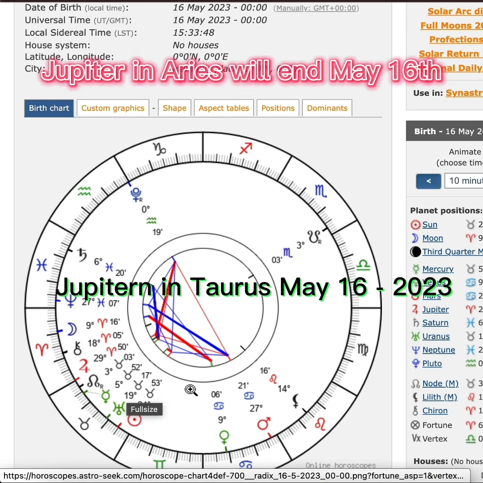Jupiter, the planet of joy, the belief system, the focus of the year, really, after the sun. This is the goal or the abundance or the opportunity of the year will be entering Taurus May 16 of 2023. Around September 4th till the end of the year, it will go retrograde. Jupiter will enter retrograde in Taurus.